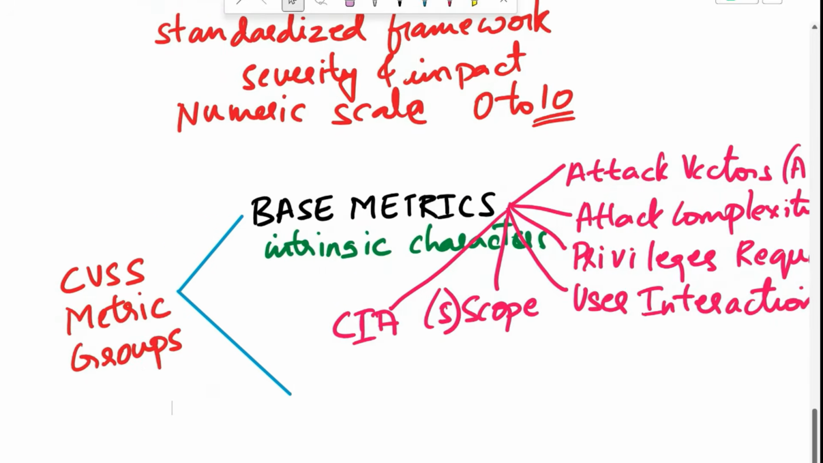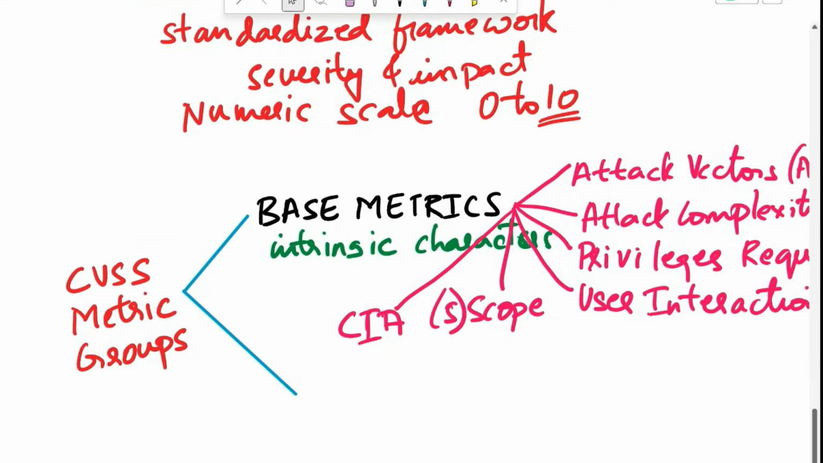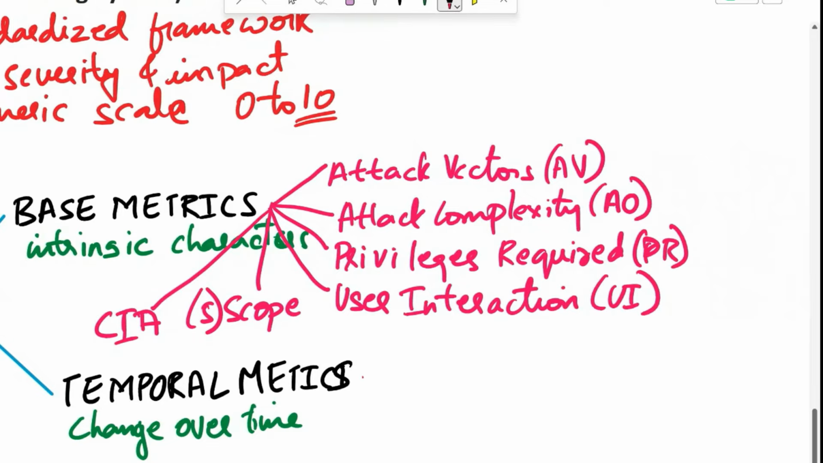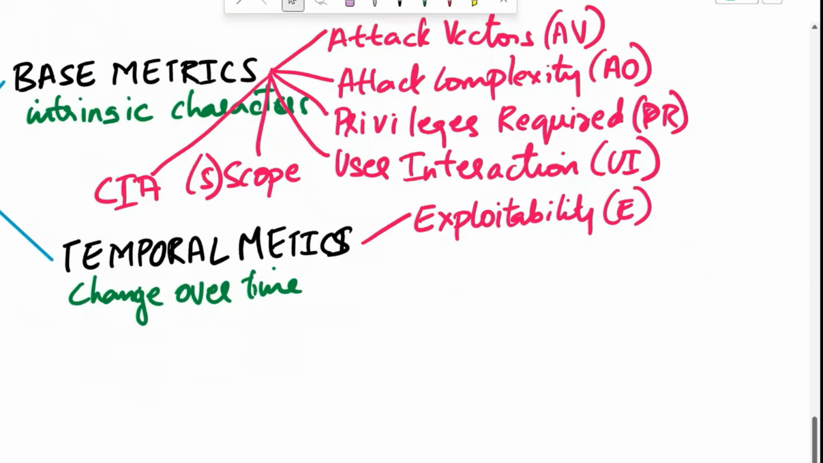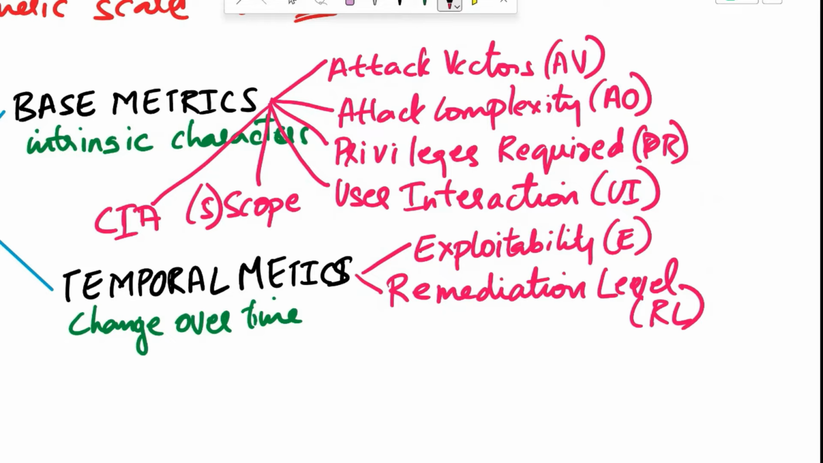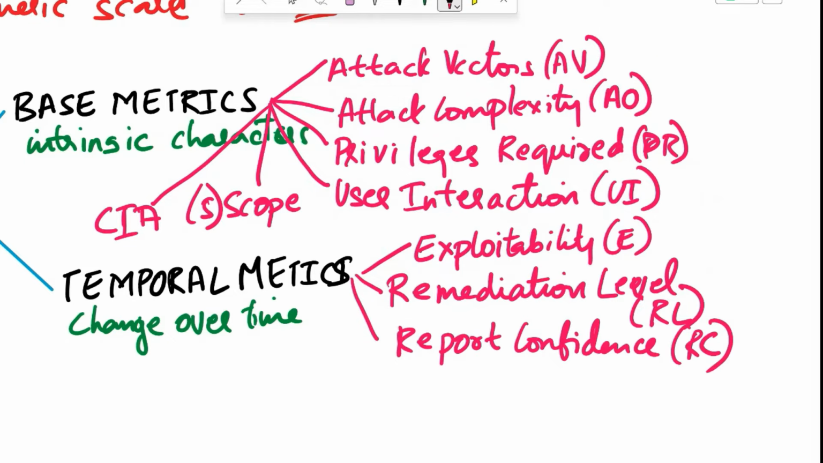Then the next type of metrics in CVSS metric groups is temporal metrics. These metrics account for factors that can change over time and affect the severity of the vulnerabilities. These metrics include: first is exploitability. This reflects how likely the vulnerability is to be exploited. Next is remediation level. This indicates the availability of a fix or workaround. Next, we have report confidence, RC. This reflects the level of confidence in the accuracy of the vulnerability information.